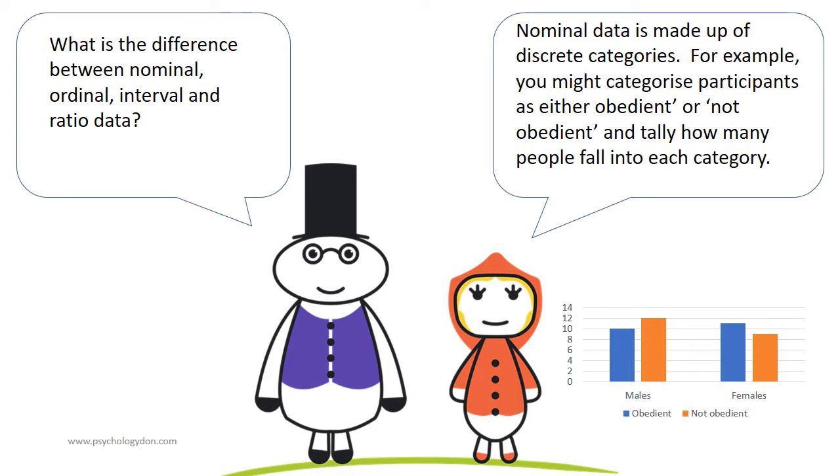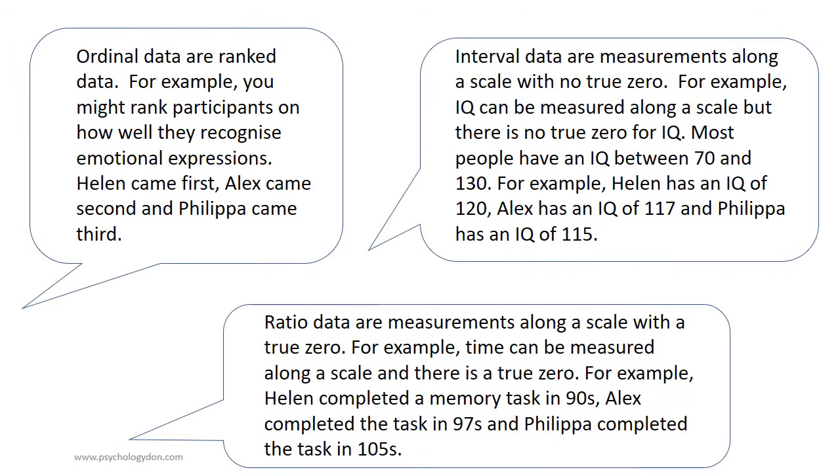Nominal data is made up of discrete categories. For example, you might categorize participants as either obedient or not obedient, and tally how many people fall into each category. Ordinal data is rank data. For example, you might rank participants on how well they recognise emotional expressions. Helen came first, Alex came second, and Philippa came third.